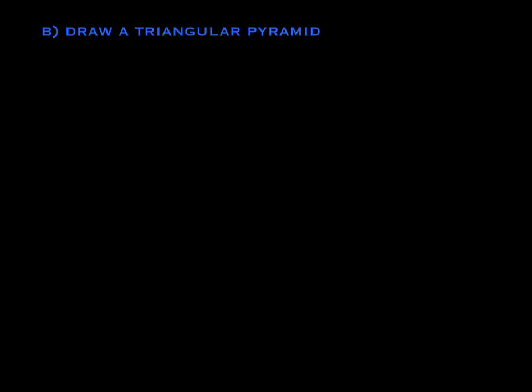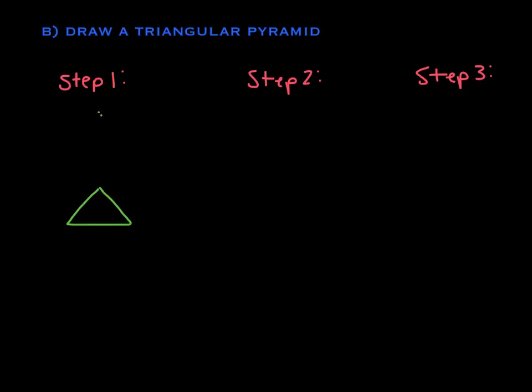Now we're going to draw a triangular pyramid. Same thing, I'm going to give you 3 steps. We're going to do the same thing and move on. On this one, you're going to start off with drawing a triangular base and a point. So here's my triangular base, and then I'm just going to put a point, maybe a little darker. There should be a point right above it.